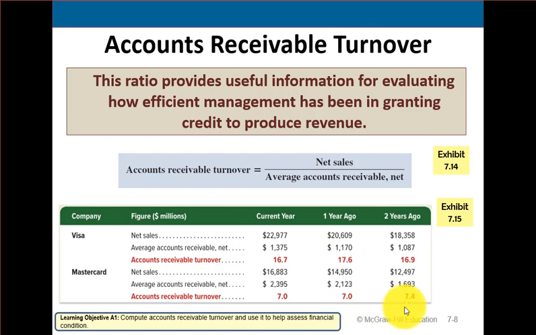Then MasterCard, 7.4, 7.0, and 7.0. So it looks like MasterCard's a little bit better in terms of receivables turnover. But who has the highest turnover overall? It looks like it's Visa, right? Visa's doing a much better job. They're turning their receivables over twice as fast as MasterCard. And that's very important.